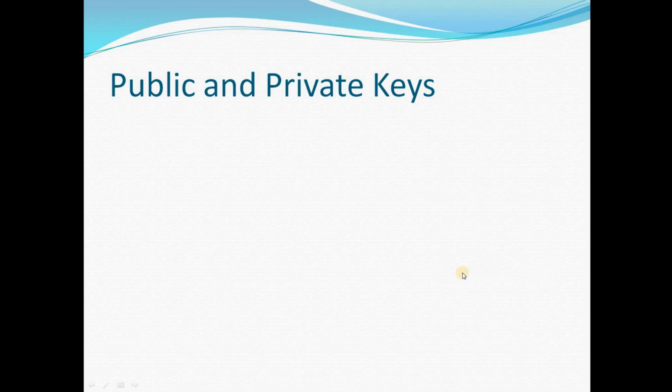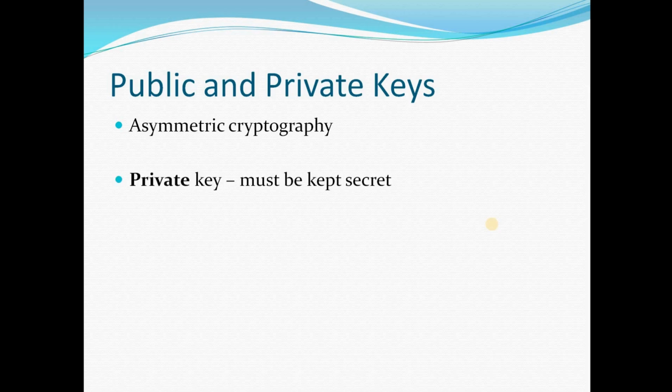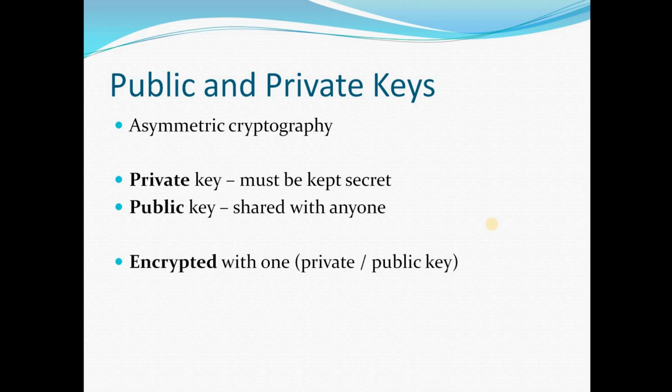Now let's explore the foundations: the public and private keys, how encryption works, and how to generate keys using OpenSSL. What are public and private keys? SSL encryption relies on asymmetric cryptography. In this, we will have two keys: a private key, which must be kept secret always, and a public key, which can be shared with anyone. You can encrypt data using either the private key or the public key, and that data can only be decrypted using the other.